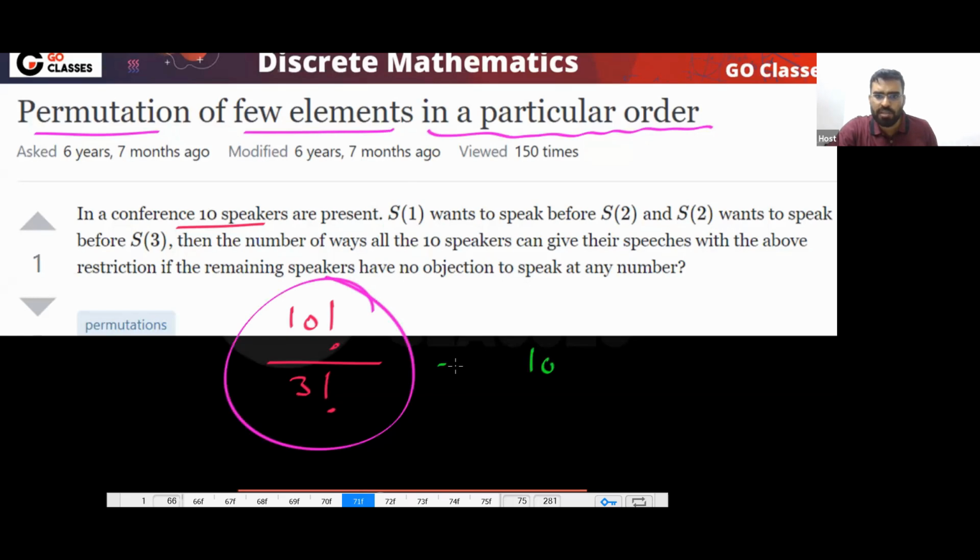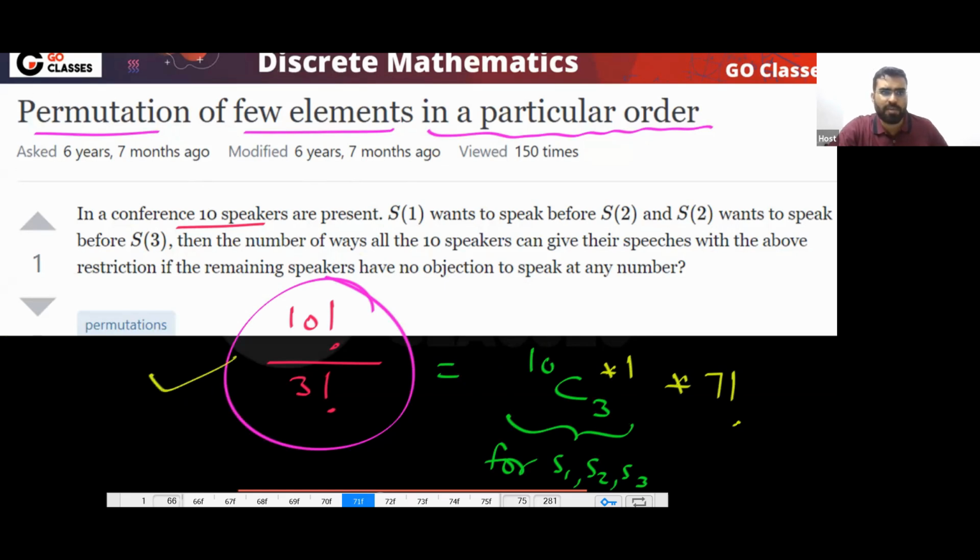So basically you have a total of 10 positions. From those you select 3 positions for S1, S2, S3. They can arrange in how many ways? One way. The remaining can arrange in 7 factorial ways. So this is your 10 factorial divided by 3 factorial.